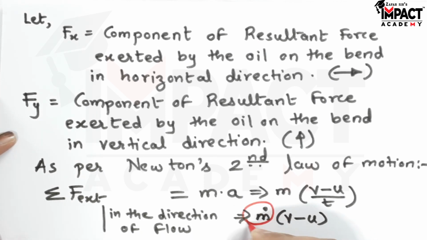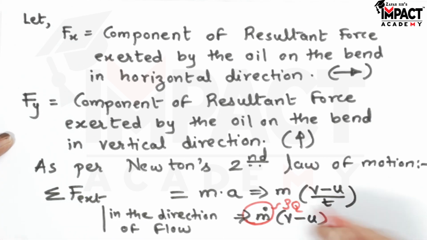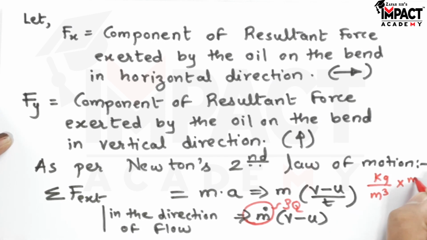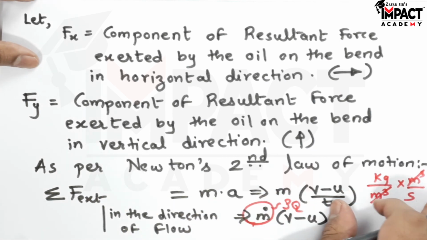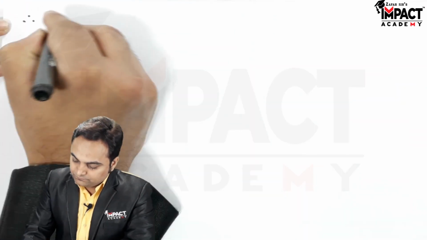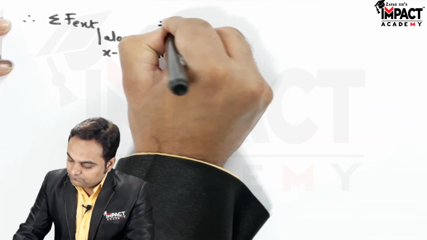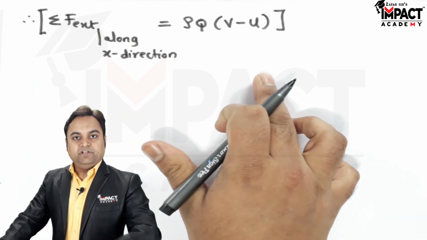and this mass flow rate can also be replaced by density into discharge. Why? Because density is having a unit of kg per meter cube, discharge is meter cube per second, so meter cube gets cancelled, so kg per second is the unit of mass flow rate. So replacing mass flow rate with density into discharge. So first I'll calculate for the x direction. So I'll be using this general equation.